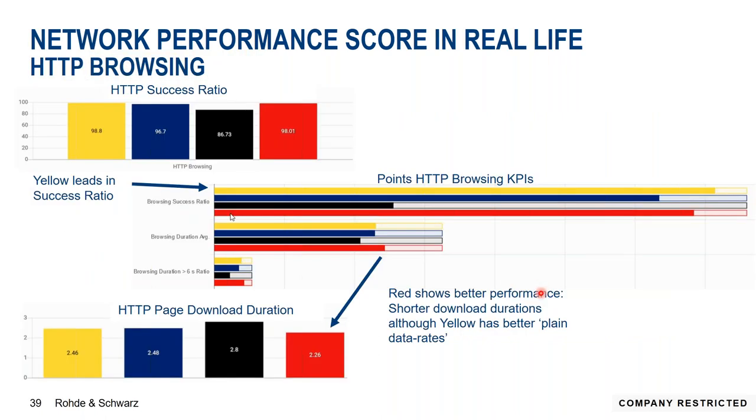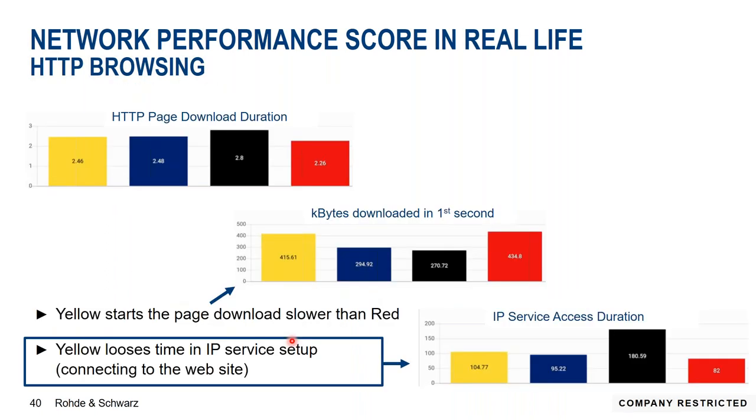Okay, so this is the same for HTTP browsing. What are the different points they are getting on each operator? And you can see the download durations they are getting from each different operator. Same thing here, the different drill down parameters. You can see the IP service access duration, the throughput, and so on.